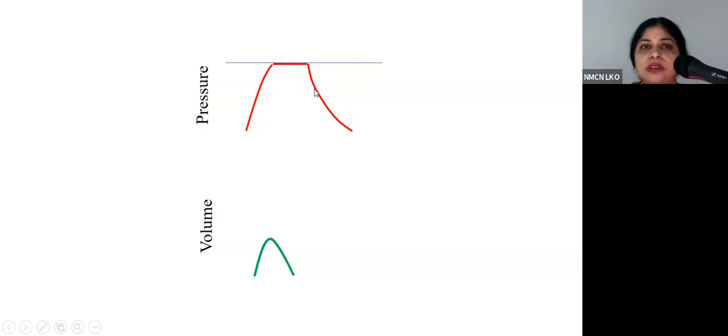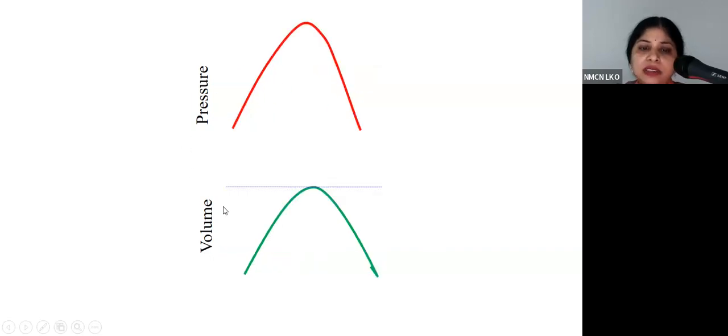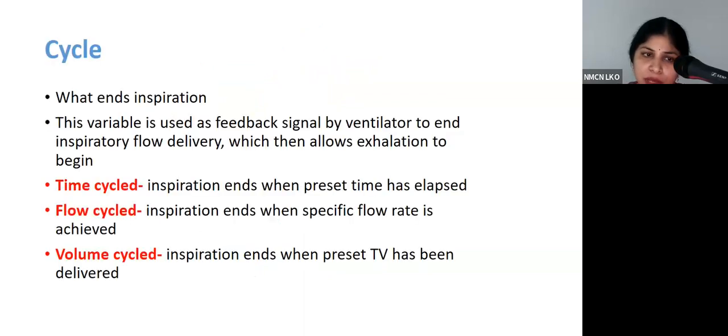So the ventilator knows whatever may happen, I have to give the breath with this much pressure, and the volume can vary across the breaths. Another one is this: when we set the volume, the volume has a limit, then pressure can vary in between the breaths. So here is the role of the limit variables for a particular breath.